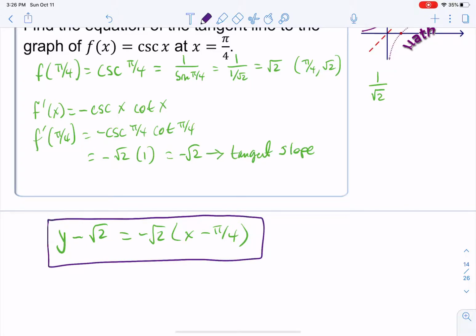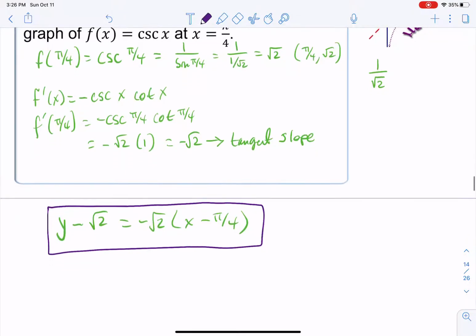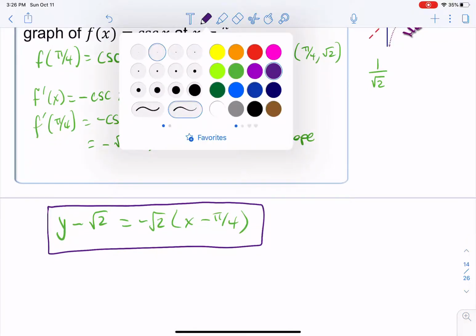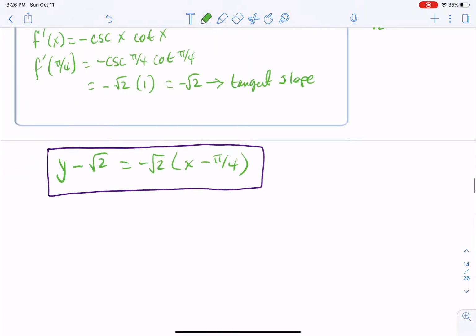And there is nothing wrong at all with leaving your answer like that, of course. Unless a multiple choice question asks you to put it in a different form, and then I have to use some algebra to simplify it or rearrange it in some kind of way. You want to? Why not? Let's see. y minus the square root of 2 is equal to, let's distribute here. I'd get a negative square root of 2 x, or maybe I put the x up front so it's not confusing. And then negative times negative is positive pi root 2 over 4.